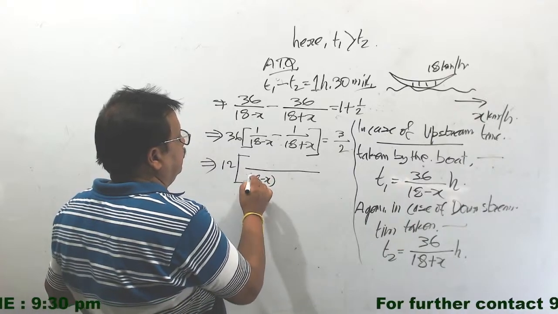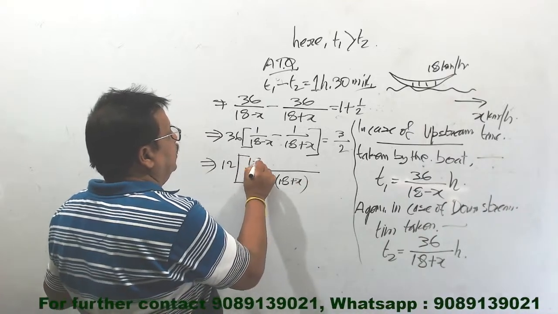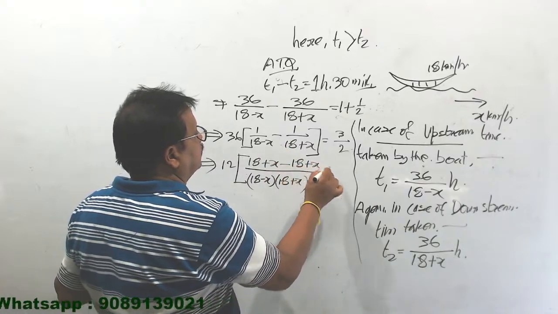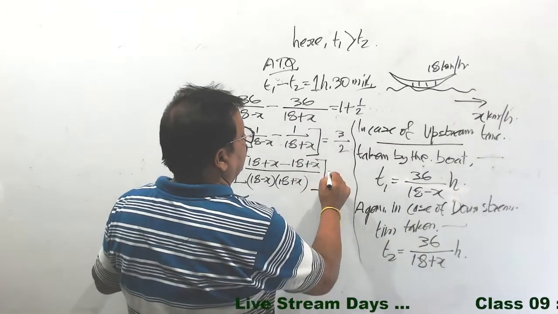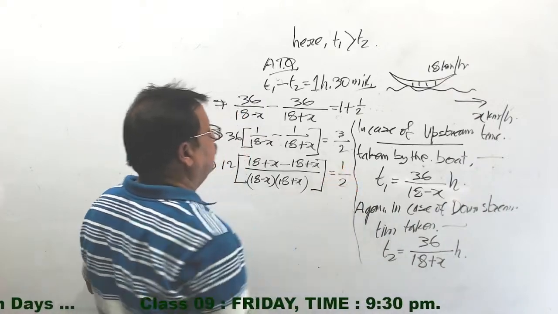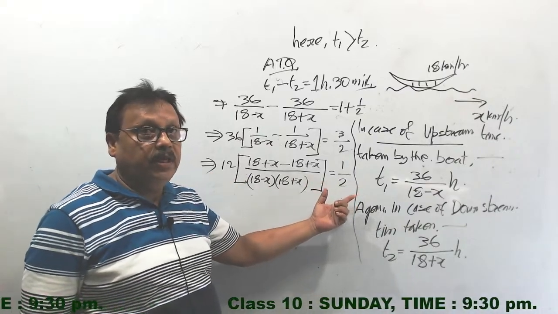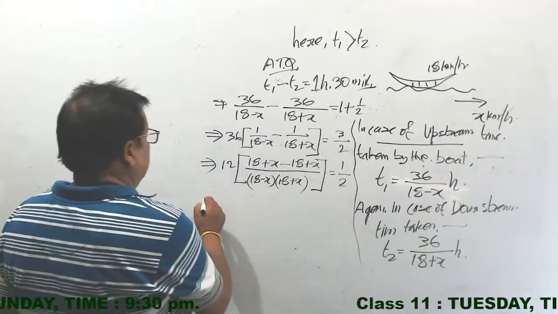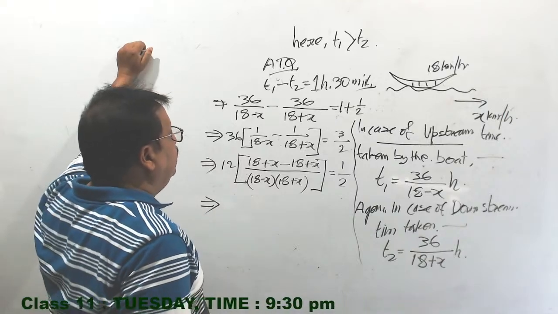Simplify. LCM. Understood? 18 plus x minus 18 plus x. Why? Here will be plus since minus in front. This is equal to 3 by 2 divided, so here will be 1, since you divided both sides by 3. 3 not equal to 0, so you can divide both sides by 3. Right? Now what to do?